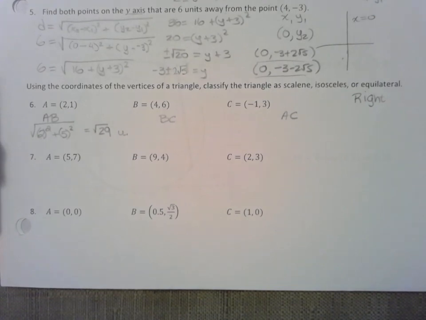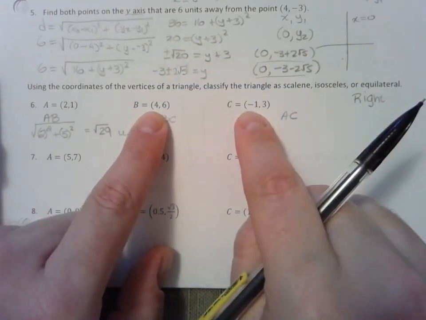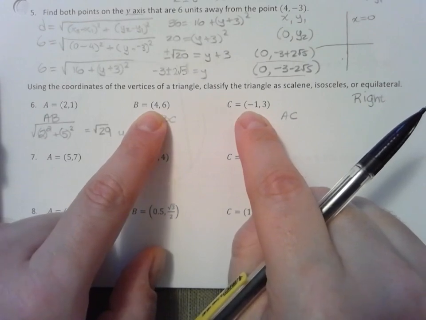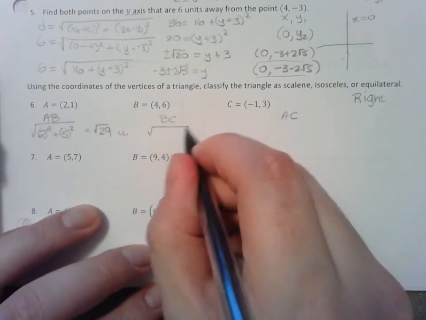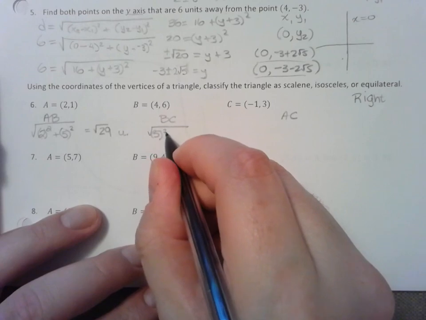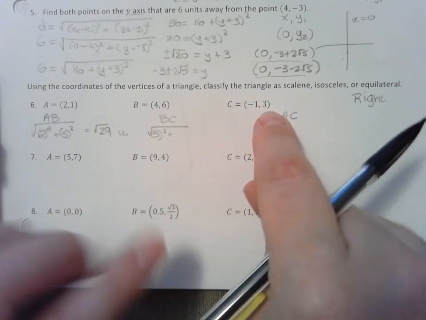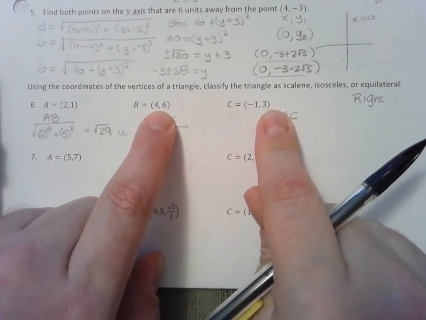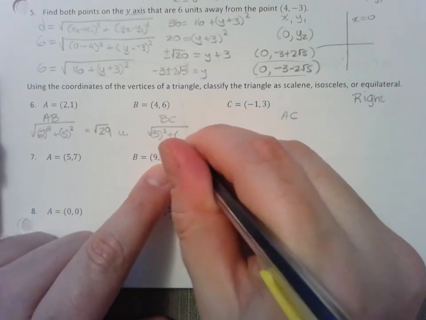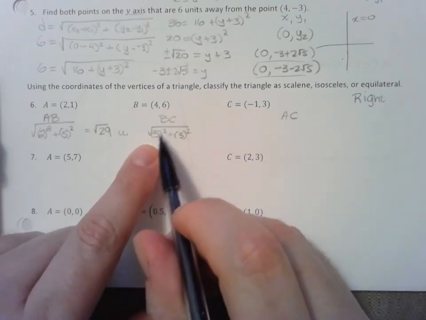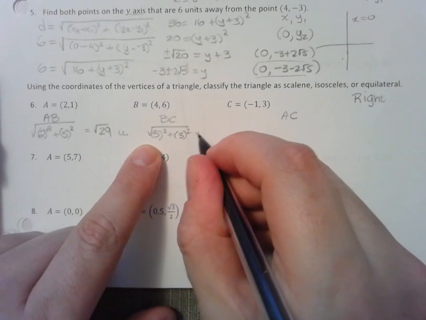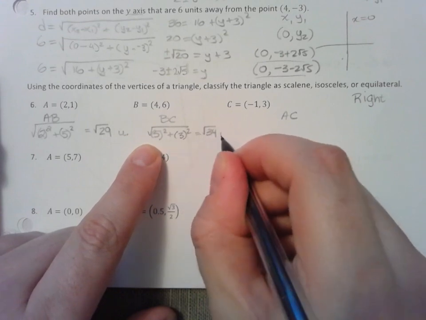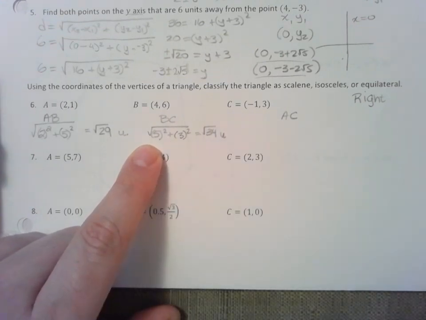Let's move on to B and C. From 4 to -1, the difference is 5 units. We'll put 5 squared plus the vertical leg. From 6 to 3 is a difference of 3 units, so 3 squared. 25 plus 9 makes 34. The length of BC is square root of 34 units.